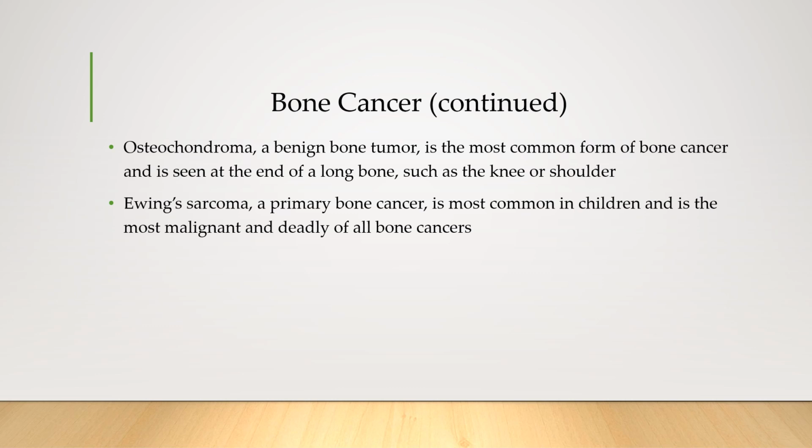Osteochondroma is a benign bone tumor, is the most common form of bone cancer, and is seen at the end of a long bone, such as the knee or the shoulder. Ewing sarcoma, a primary bone cancer, is most common in children and is the most malignant and deadly of all cancers.